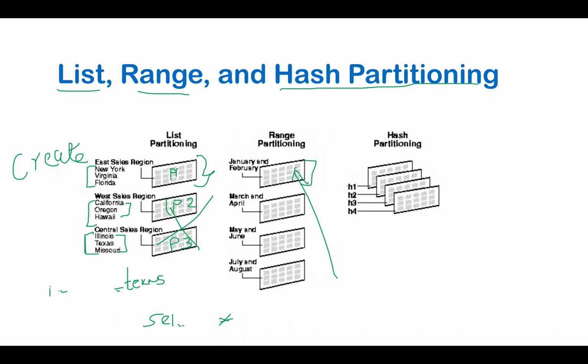Then hash. Hash means we are not going to define just column names. A hash algorithm will generate a value. You know the hash key, right? Some 32-bit hash key will be generated, and based on that it will put the row in one particular partition. You define the column for the hash, and if the data changes in that column, the partition will change.